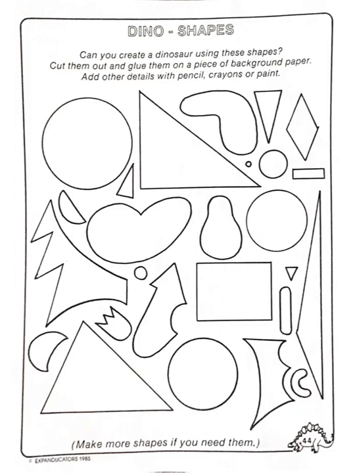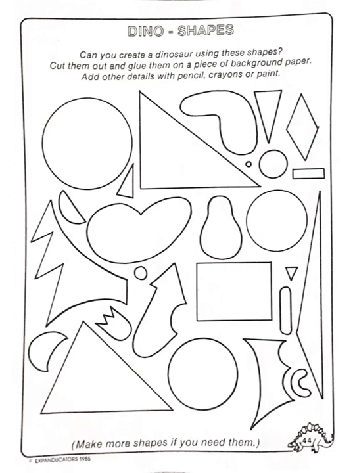So I would like you to turn to this page that I have on the screen here. It says Dino Shapes at the top, and it has a bunch of different shapes on it. So on this page, kindergarten, you can cut out any of the shapes and glue or kind of just play around with these shapes to make your own dinosaur.